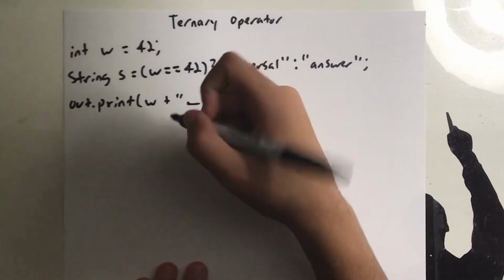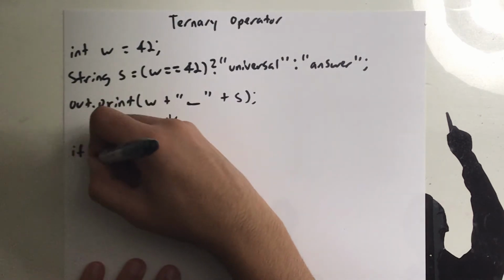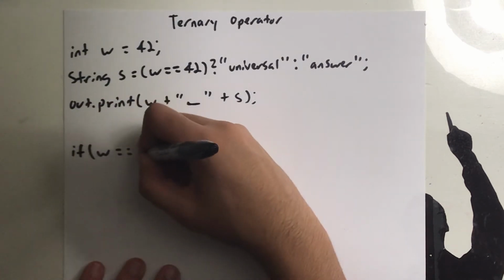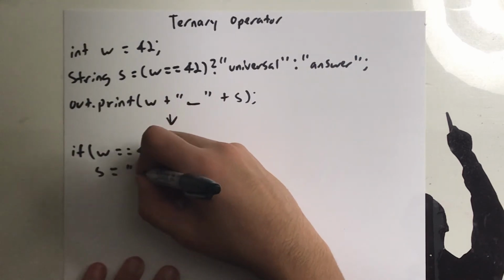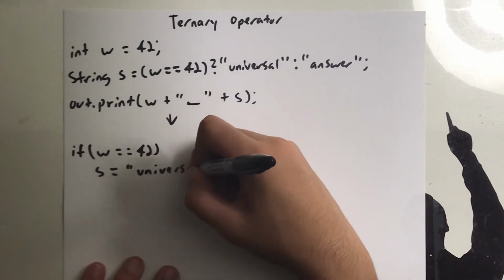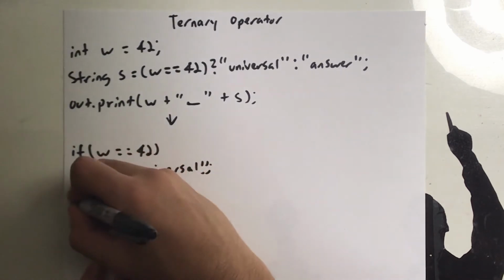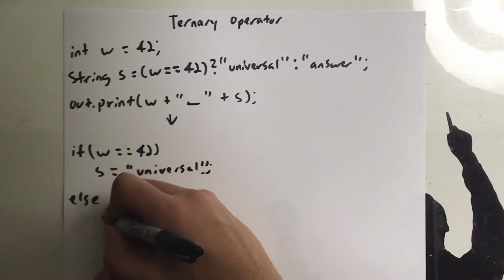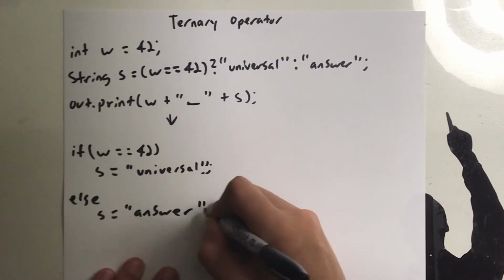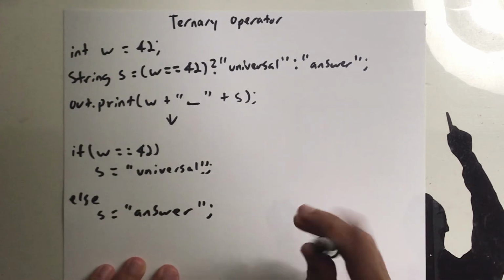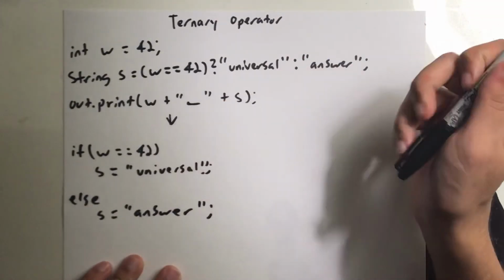Okay. This is the same thing as saying if w equals 42, s equals universal. Oops. Okay. Else s equals answer. Right. So does w equal 42? Yes, it does. So we're gonna print. Well, s is now universal.